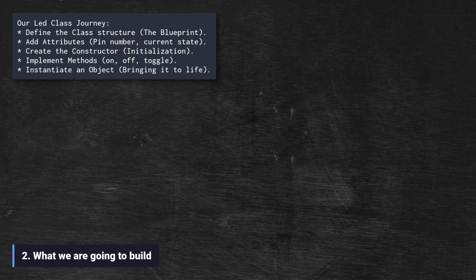We will follow a structured path, first defining the blueprint, adding the attributes, setting up the constructor, and finally creating methods to control the hardware. This modular approach is exactly how professional libraries are built.